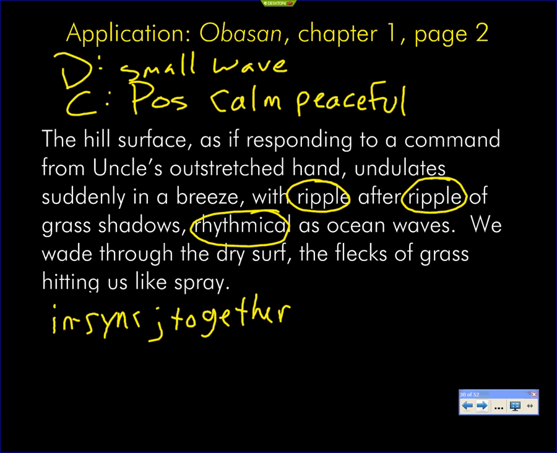Anybody want to add anything to the denotation of rhythmical? It's a pattern, right? It's beat-oriented. So it's a beat-oriented pattern. So when Miriam's talking about in sync, she's probably talking about repeated pattern.